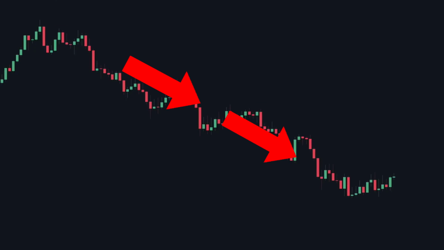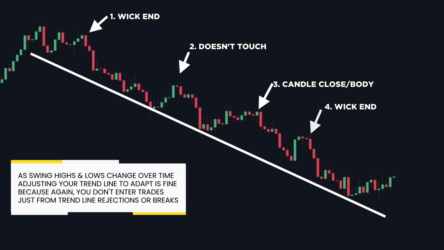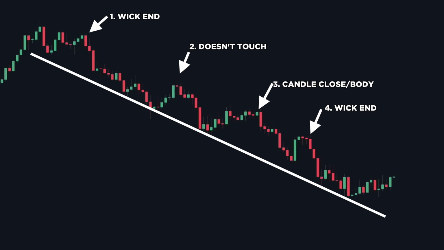Here's your clear moving downtrend, and along the top we would place our trend line like this. Again, wick ends, doesn't touch, candle close, wick end. And along the bottom we would place our trend line like this.